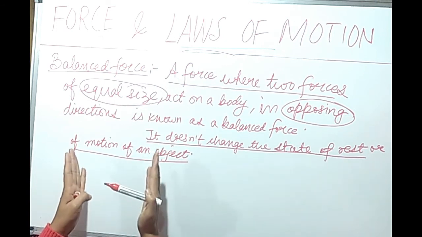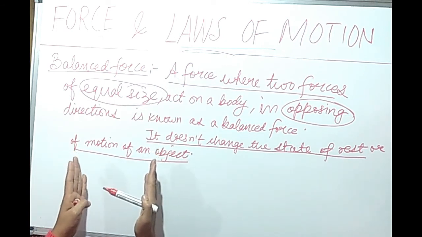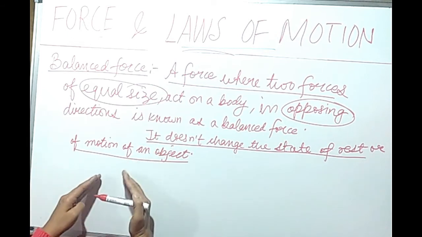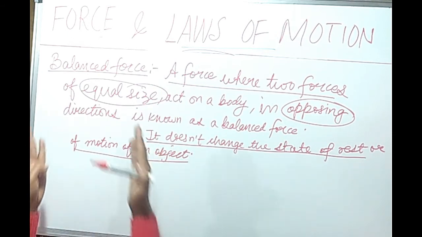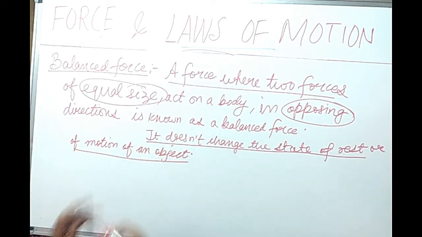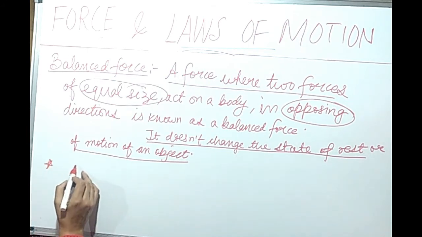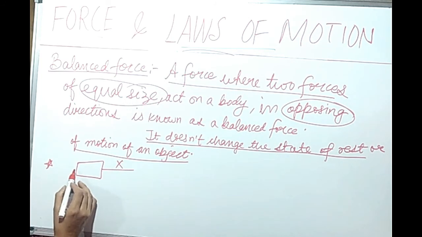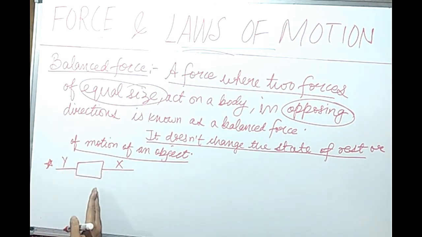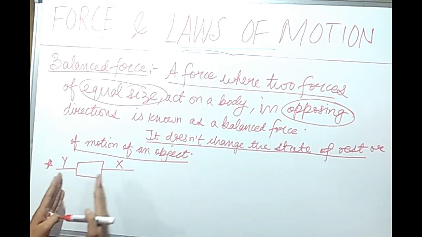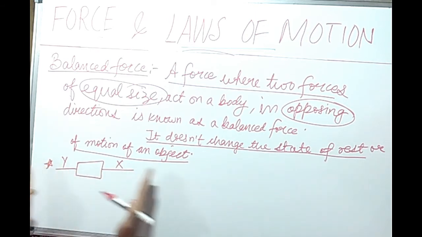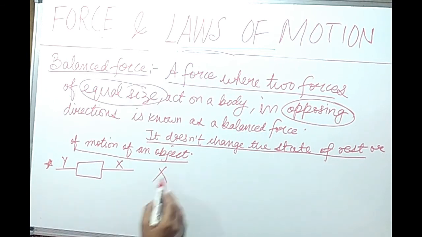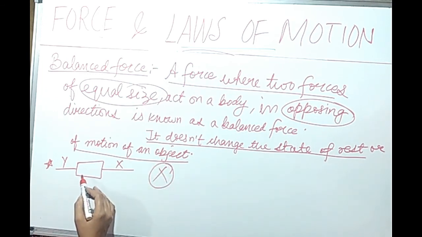Object will stay at rest if it was at rest earlier, and if it is in motion, it will stay in motion when balanced forces are acting on that object. We have taken a wooden block. String X is tied and string Y is tied on the opposite faces of this block. When the equal and opposite forces are acting on this block, it will not move at all. So that is an example of balanced force.